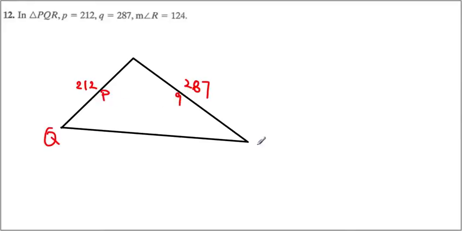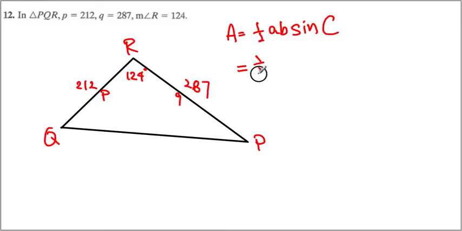When this one is P, then the opposite angle will be angle P, and then this is R. And the measure of the angle is 124 degrees. To find the area of the triangle, we will be using 1/2 AB, which is two sides, and the sine of the angle in between, sine of C. Then here what we end up getting is 1/2 times 212 times 287 times the sine of the angle between them, which is 124 degrees.